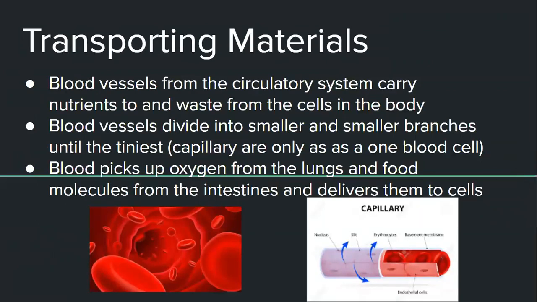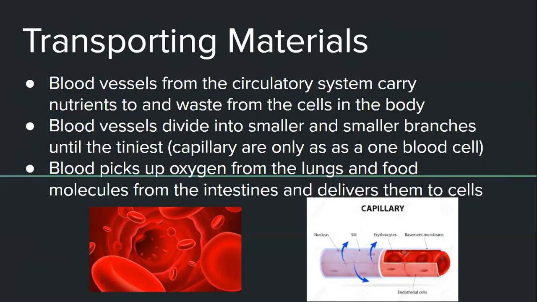All cells need oxygen and nutrients, and they need to get rid of carbon dioxide and other waste. But most cells are locked into position with no way to move and search for food. So how can you stay alive? The answer is that blood cells in the circulatory system carry nutrients to and away from the cells in the body. Blood vessels divide into smaller and smaller branches until the tiniest, called capillaries, are only as wide as one blood cell. Capillaries pass near every cell in the body.